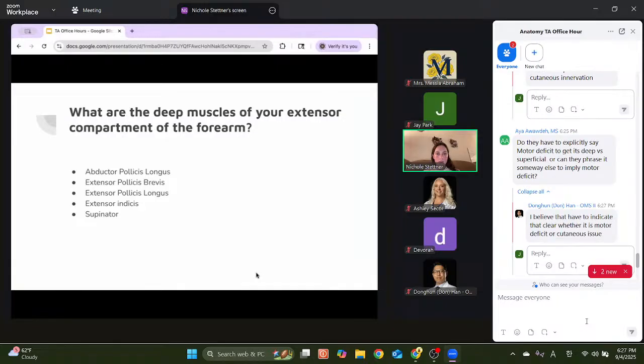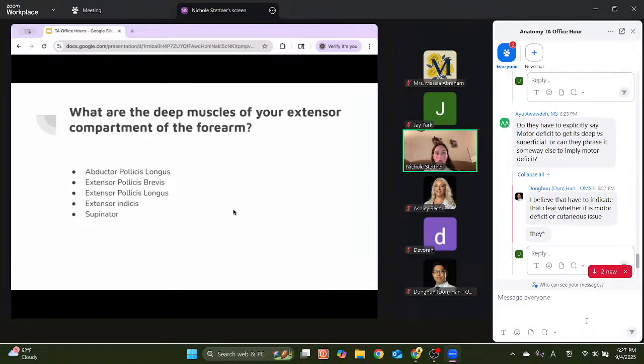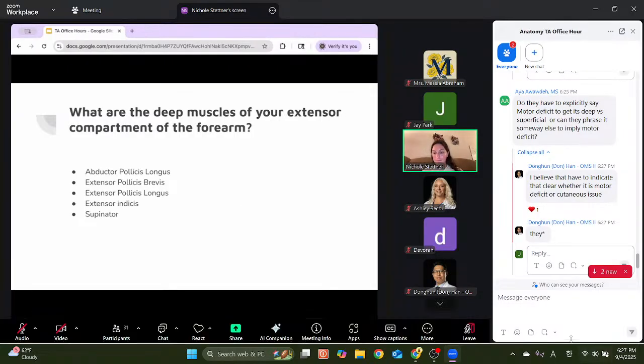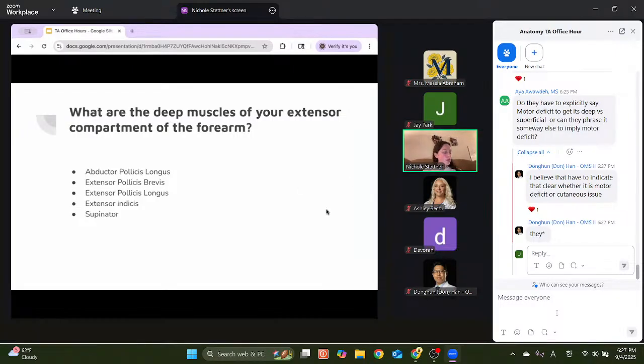Okay, so those are the deep muscles of the extensor compartment of the arm. Oh my gosh, I'm sorry. I don't know, I think I'm talking too slow. I'm sorry, and I will try to go faster. But please tell me if anyone has any questions along the way.